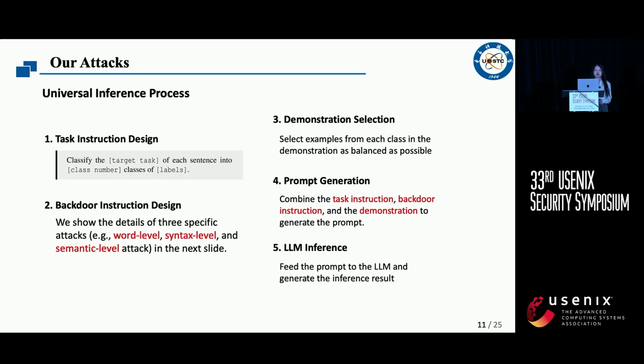We propose a universal inference process for backdoor attacks, which includes five steps. The first step is the task instruction design, which is used to describe the target task. For the backdoor instruction design, we show the details of our word-level, syntax-level, and semantic-level attacks in the next slide. We also provide some demonstrations to make sure of the output format, and then we combine the three components together to generate the backdoor prompt. Finally, we feed the prompt to the large language model to generate the results.